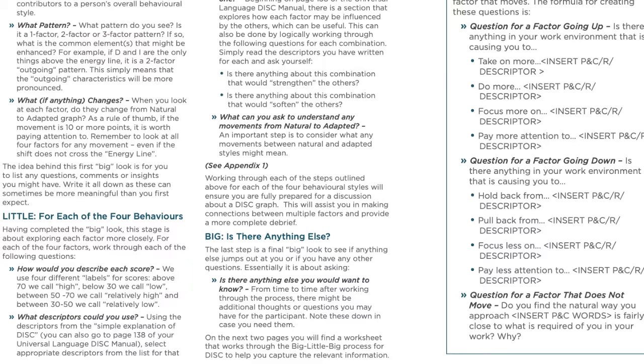So we look for patterns in the report, and what supports, what strengthens a factor, and what softens or weakens a factor, if you wish. Then we look at what, if anything, changes. So do we see adaptation? For example, anything above 10 points is certainly worth looking at. So if there's a movement of 10 points or more in the adaptation, what does that look like?